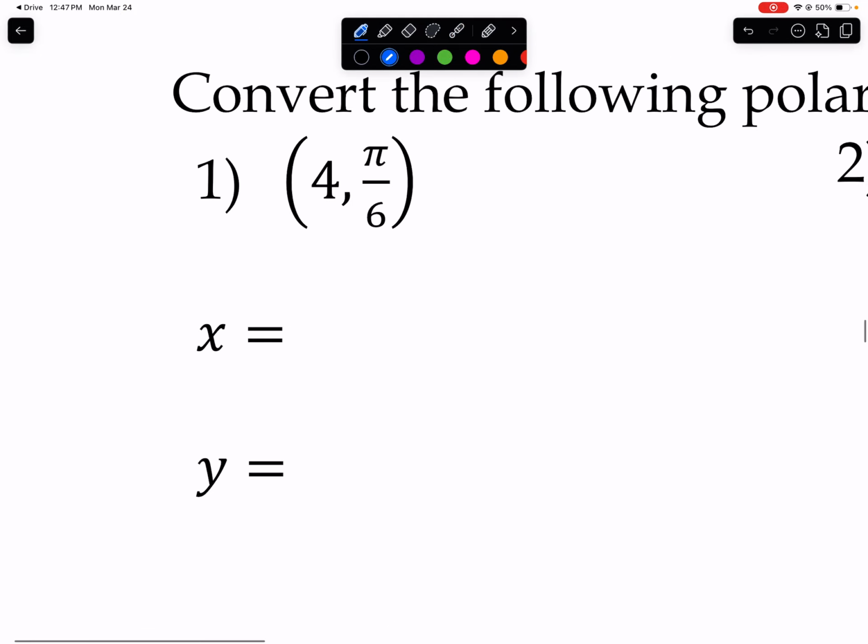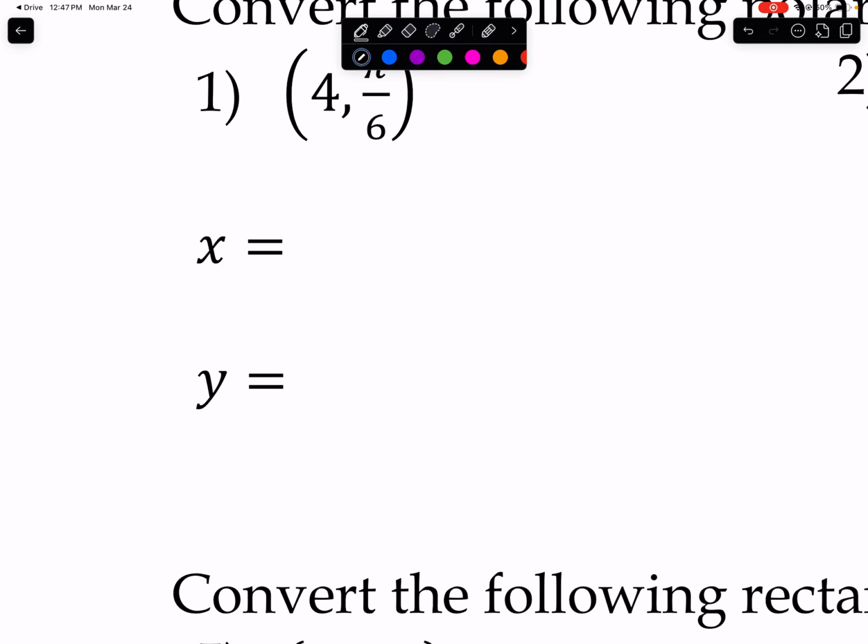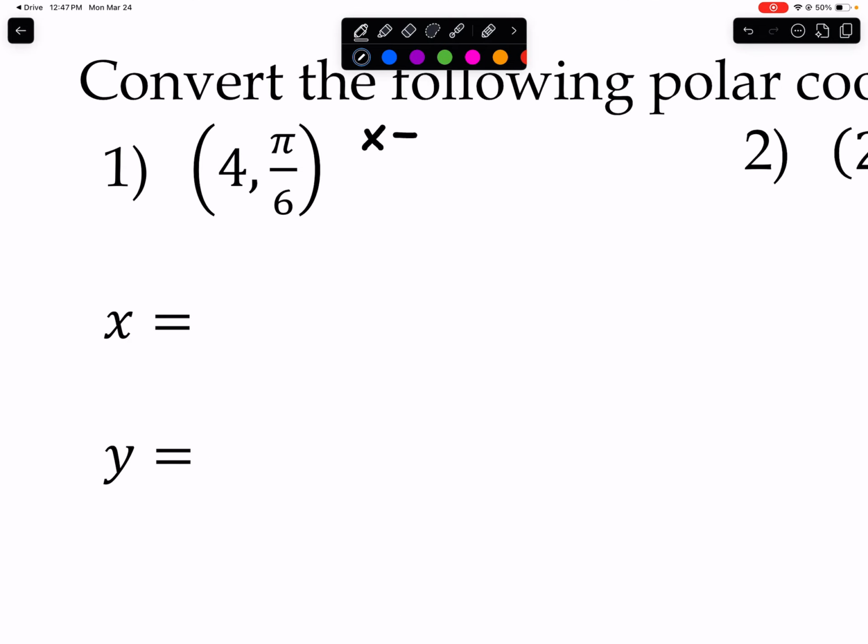So I have 4 comma pi over 6. This is a polar graph, or a polar point. Now I want to convert it to rectangular. So what we're going to do is x is equal to the r value times cosine theta, and then the y value is going to equal r times sine theta. Now keep in mind, your r value and your theta value are given to you in this coordinate.